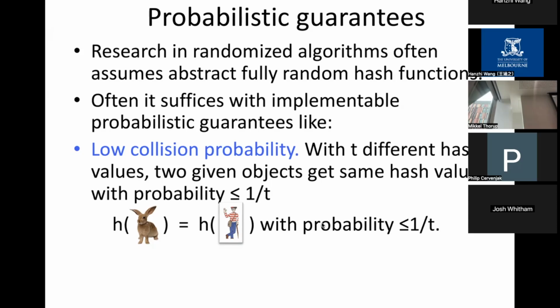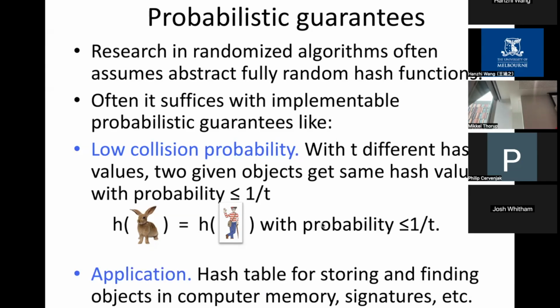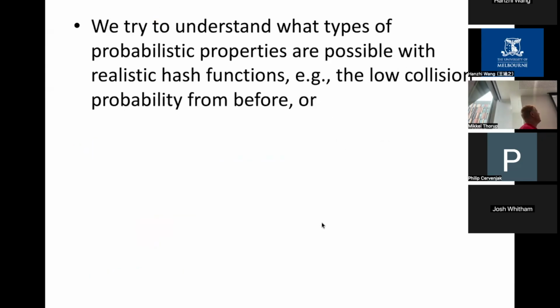You just wanted that given any 2 things, the probability that they should collide is 1 divided by the number of possibilities. That's all we need. And that we could achieve in a simple way. And that's for storing and finding objects in computer systems, for signatures. There are quite a few things you can solve with just having low collision probability, and that's easy to achieve. So now we can ask the question, what kind of probabilistic properties can we get with realistic hash functions?